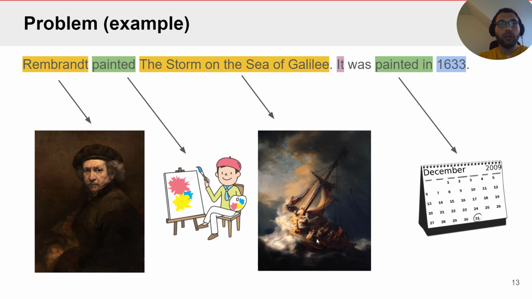Okay, now that we looked at the components per sentence, let's see if we can get the meaning or the semantics, if you will, out of it. As we mentioned already, Rembrandt relates to the Dutch artist here. The first relation, painted, points to the action of the artist painting a work of art. The second entity, the storm on the Sea of Galilee, links to Rembrandt's painting.